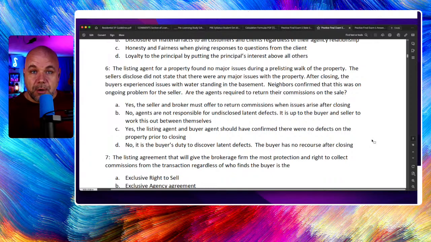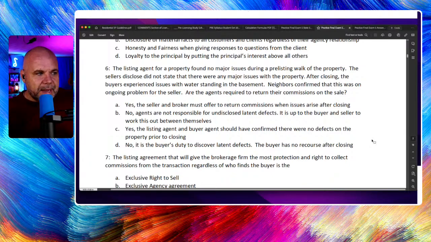Well, the answer is no. Just because as agents we don't have to return the commissions on the sale. If we were in the wrong, they could sue us, certainly. They could take us to court. They could report us to the commission. We might have to pay some money as a result of a lawsuit, but we don't have to return our commission. That's not a standard course of action. Therefore, it's one of the no answers here.